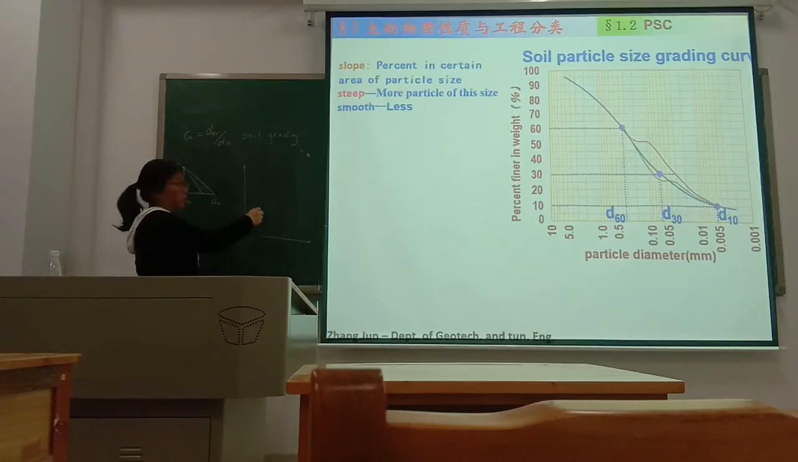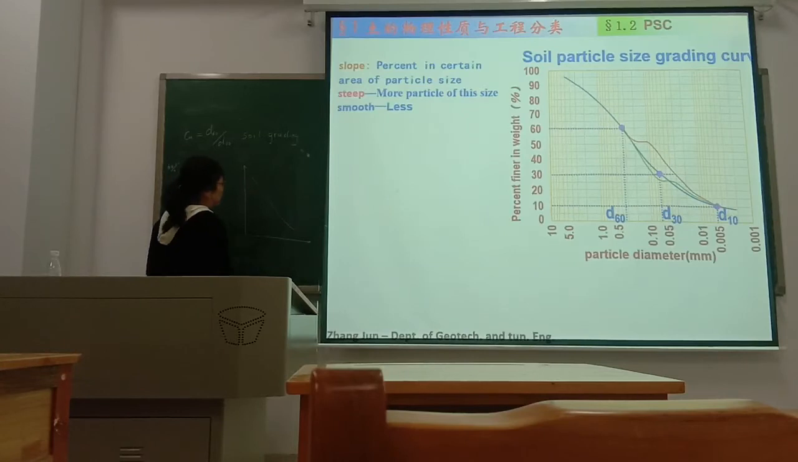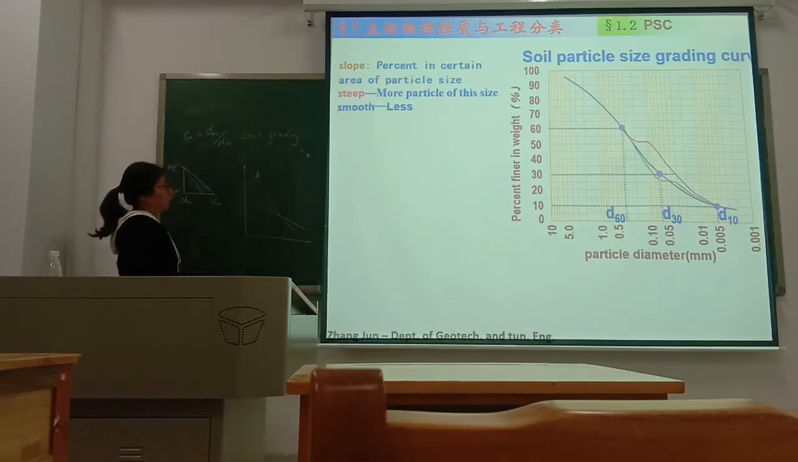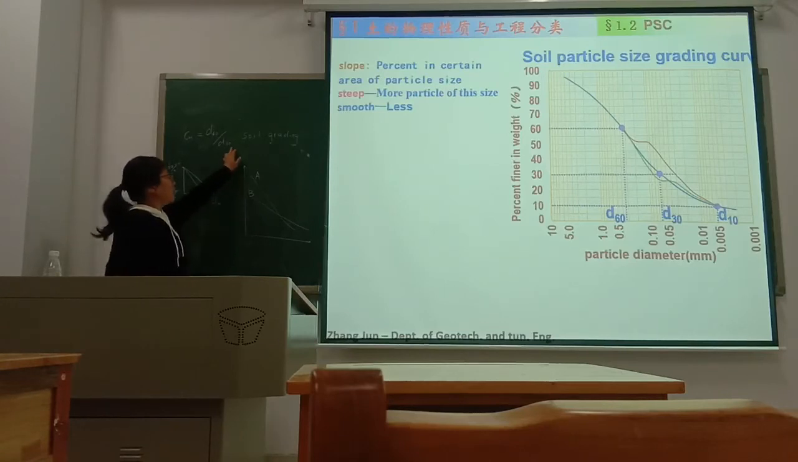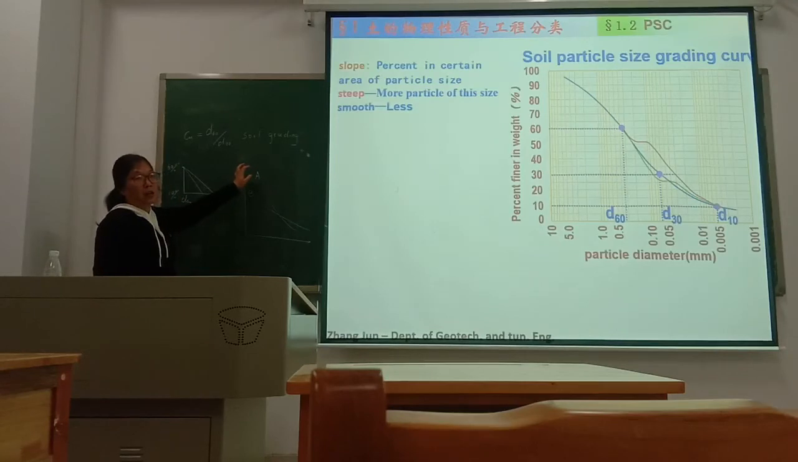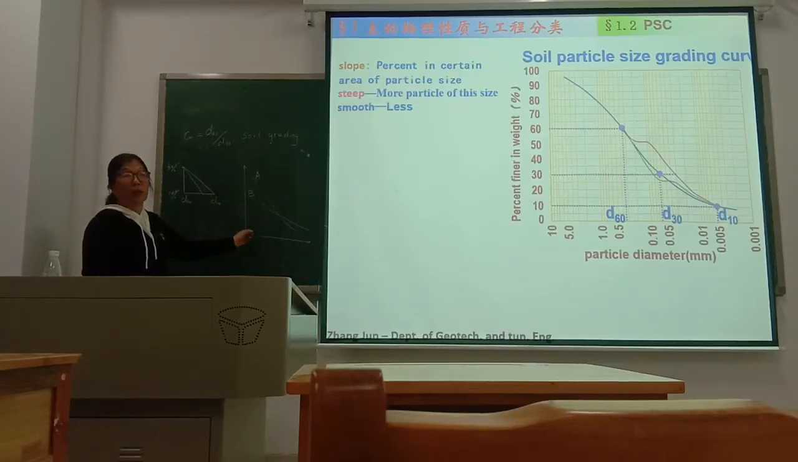Here we have two figures. Okay, one like this, or one like that. A soil sample, maybe B soil sample. Here, which slope is steeper? Maybe A. Okay, so we call A the steep slope and B the smooth slope. Okay, so which soil sample has a well graded, or good gradation? This soil sample, A or B? Maybe B. Yes.